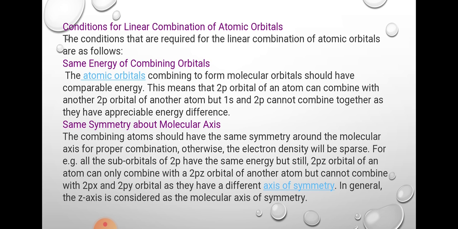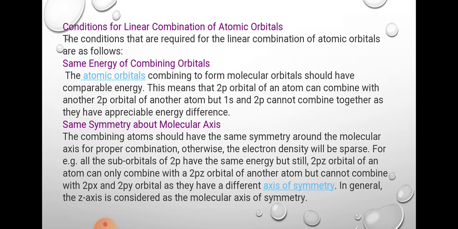So number 1 is the combining orbitals must have same or nearly equal energy, means 1s can combine with 1s only, 2s will combine with 2s only, means the energy should be equal of the combining atomic orbitals.